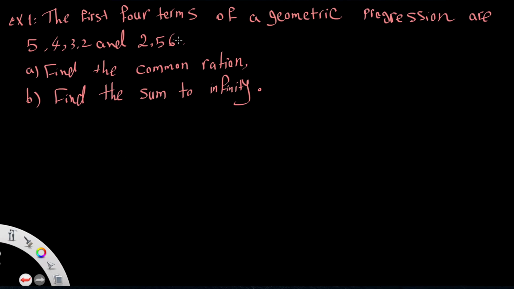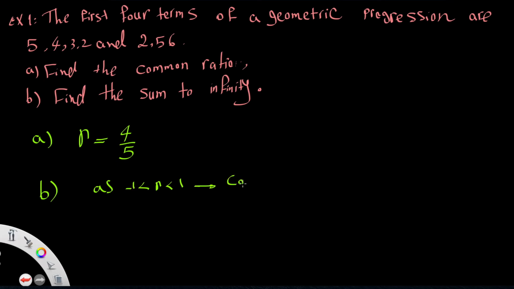Example 1: the first 4 terms of a geometric progression are 5, 4, 3.2 and 2.56. First part, find the common ratio, and part B, find the sum to infinity. In order to do the first part, we know that the ratio between any two consecutive terms will give you the common ratio. r is 4 over 5. Now, 4 over 5 is a number between 1 and negative 1.